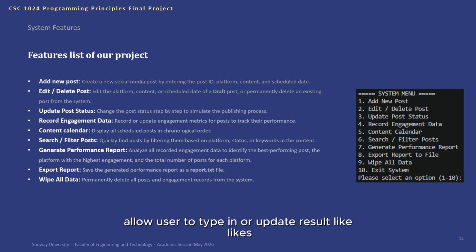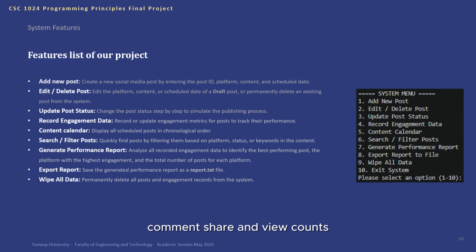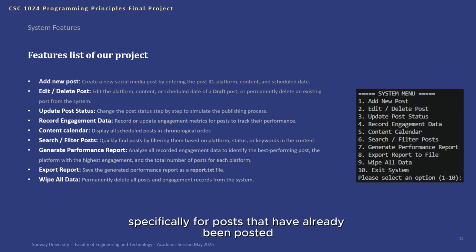Allow the user to type in or update results like likes, comments, shares, and view counts, specifically for posts that have already been posted. To keep a clear timeline, option 5, content calendar. Gather all planned posts and show them in order by date, giving creators a quick view of upcoming posts.